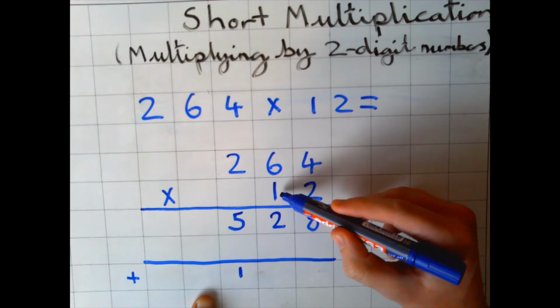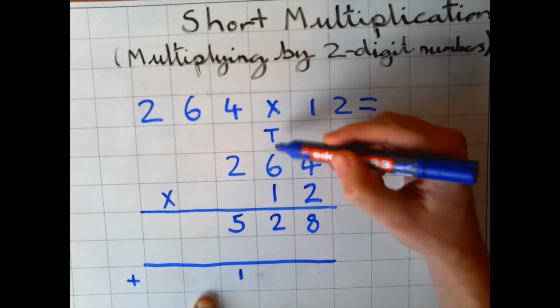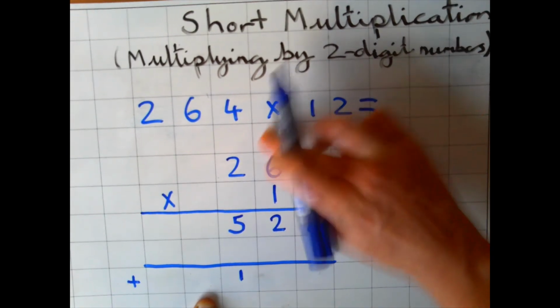Right, let's go back to this one. 1 times 4 is 4. 1 times 6 is 6. And 1 times 2 is 2.